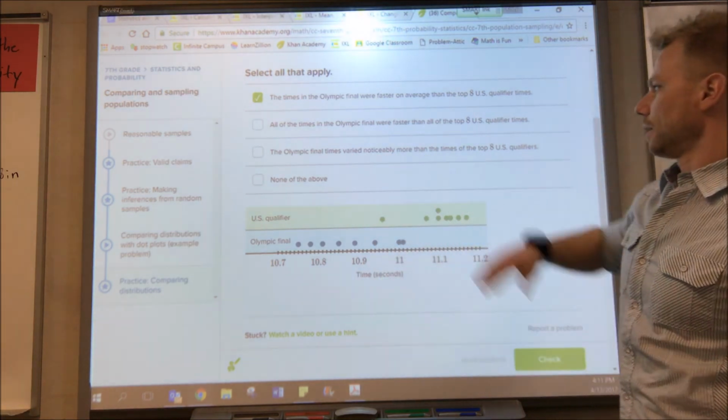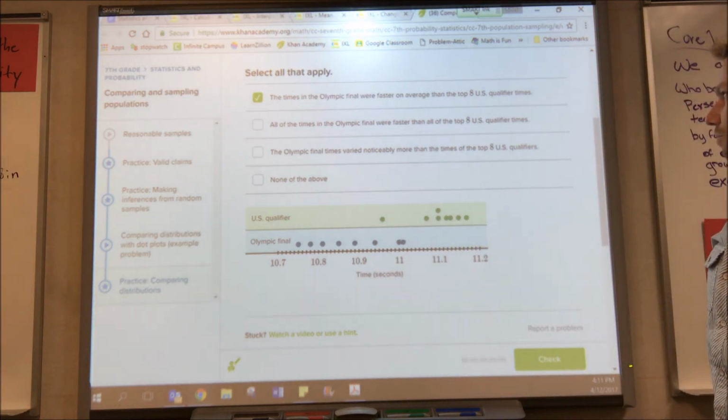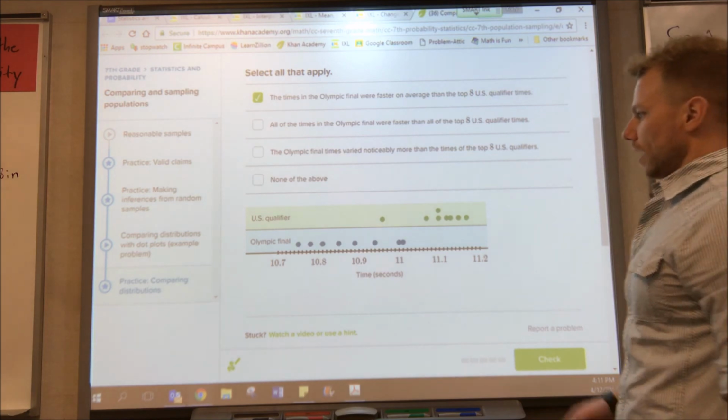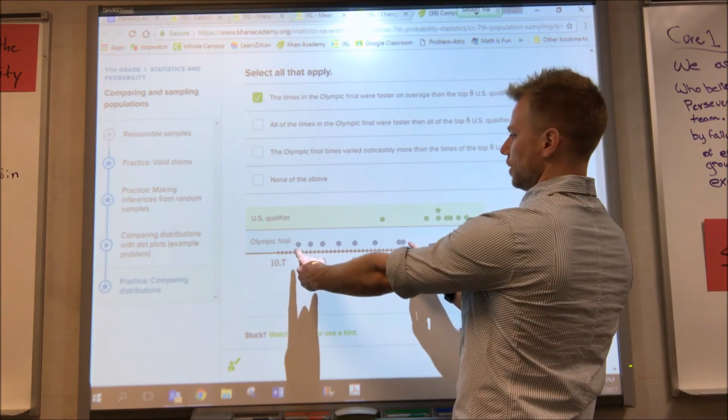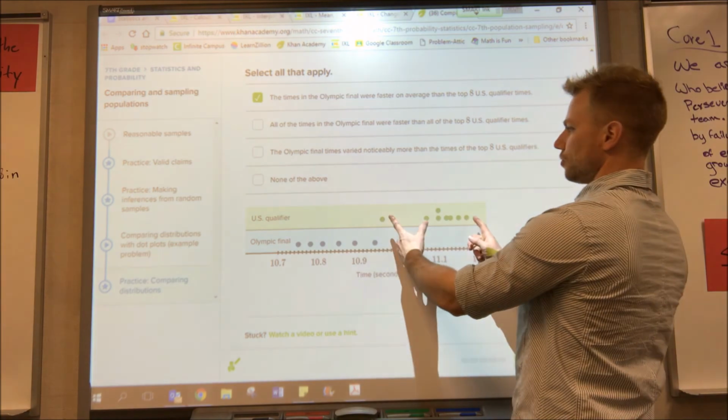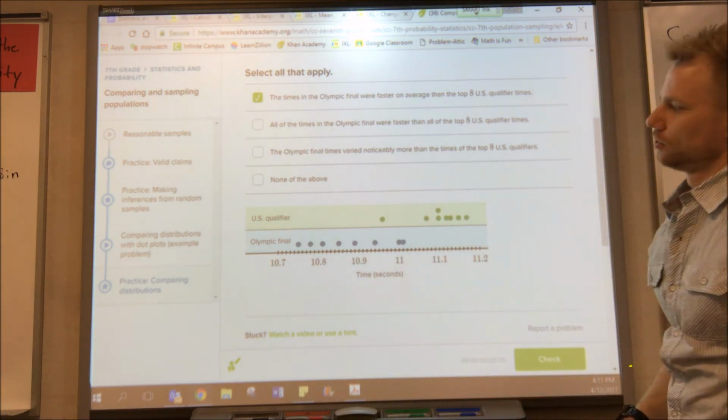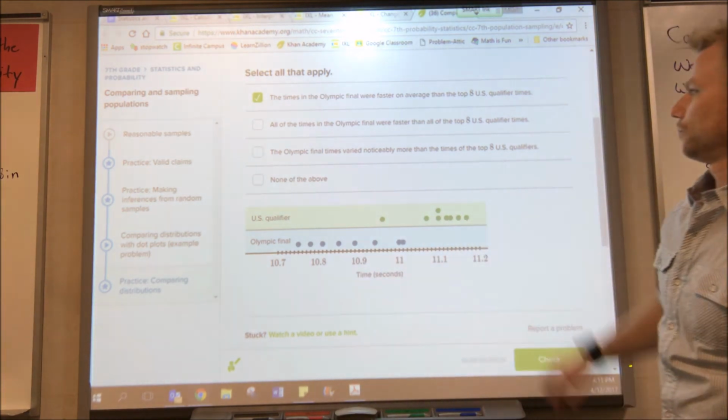The Olympic final times vary noticeably more than the times of the top 8 U.S. qualifiers. So I would say that is true because the finals has a greater range than the qualifying, so it varies more than the qualifying.